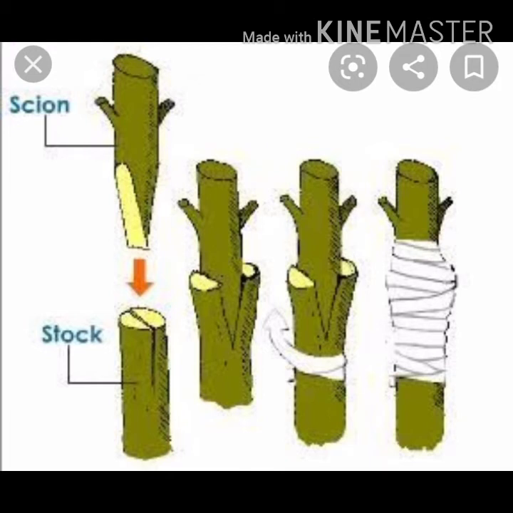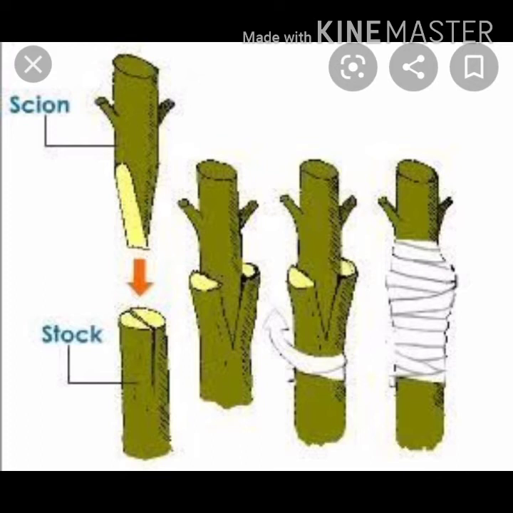Okay. So in this process, we have to select two plants. One is a plant from which we take the healthy stem cutting. This stem cutting is usually known as a scion. Whereas the other one is a rooted plant, one healthy rooted plant. The rooted plant is called the stock.